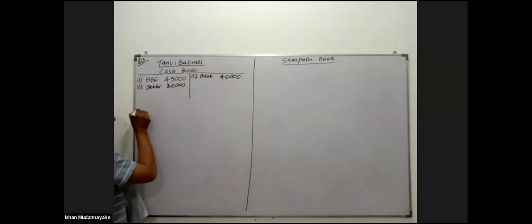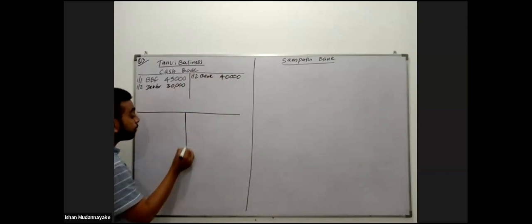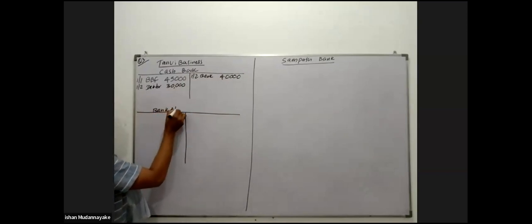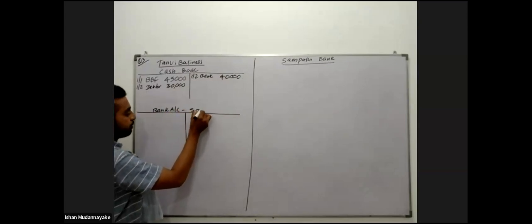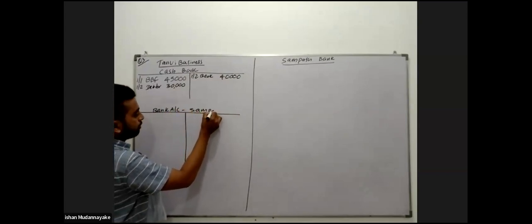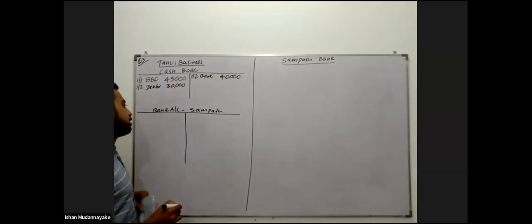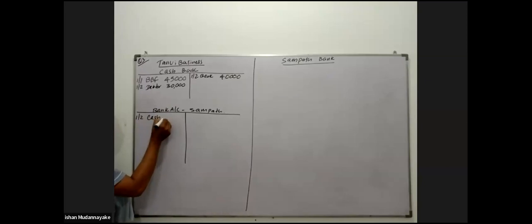Please open another account. That account is bank account. Bank account Sampath. Sampath Bank account. Then cash book credit 40,000. 2nd January, Sampath Bank account debit, cash 40,000.